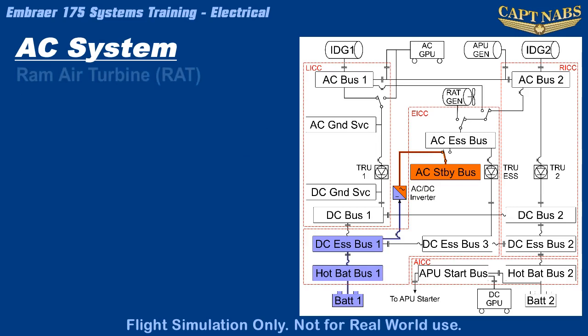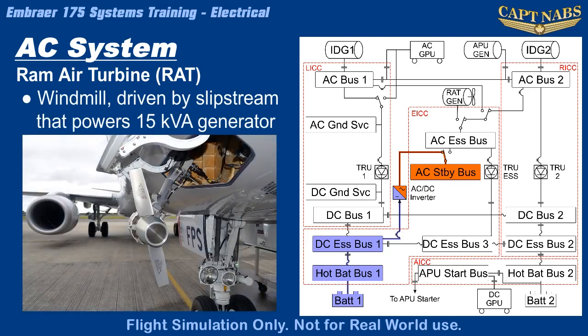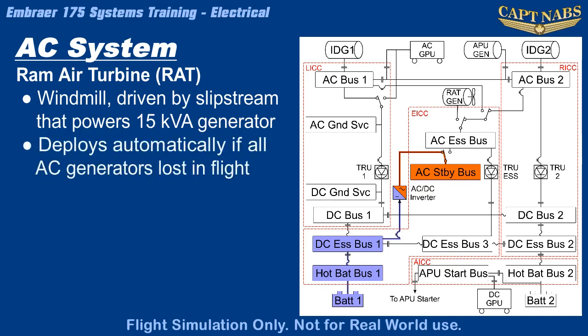The Ram Air Turbine, or RAT, is the final emergency backup source of AC electrical power for the Embraer. The RAT is a windmill that deploys when all other AC sources, except the inverter, have failed, to provide a final source of AC electrical power to essential systems, especially the fly-by-wire system. When all 3 AC generators are offline during flight, the RAT door opens automatically and the RAT falls into the slipstream, where airflow turns the windmill and the attached generator.